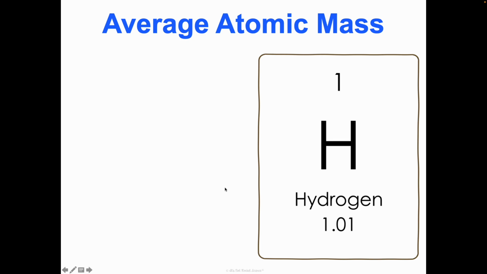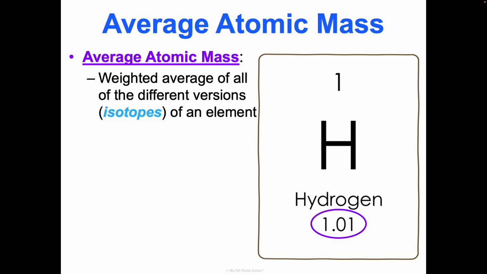We're circling back now to average atomic mass. So that's this number here. This is a weighted average of all the different versions of an element, all the different isotopes. Because remember, all those different isotopes have different mass numbers. So this is going to be a weighted average, okay?